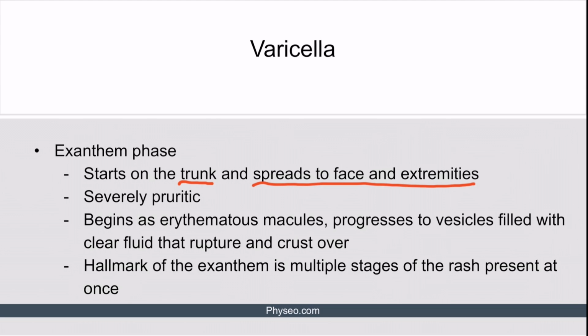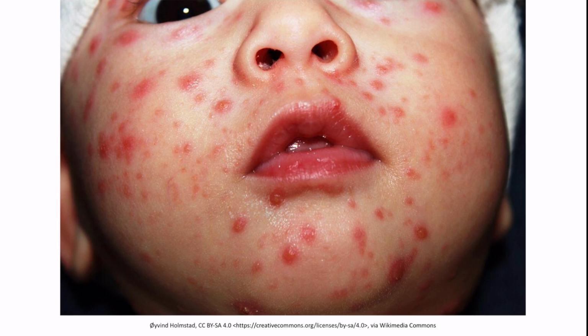It's an extremely pruritic rash and can cause a lot of discomfort for children. It appears as erythematous macules that then progress to vesicles filled with clear fluid. These vesicles then rupture and crust over. The hallmark of the exanthem of varicella is that you'll see all of the different stages of the rash present at once. Here is an image of an infant with the varicella virus.